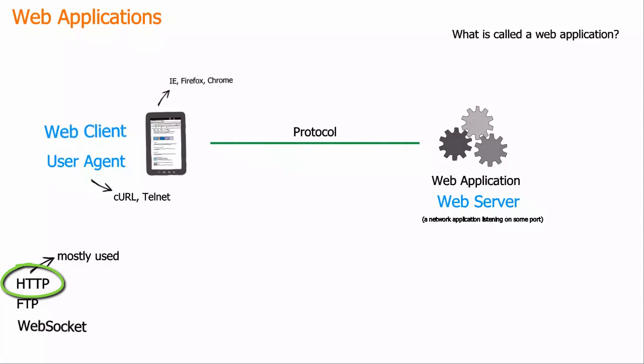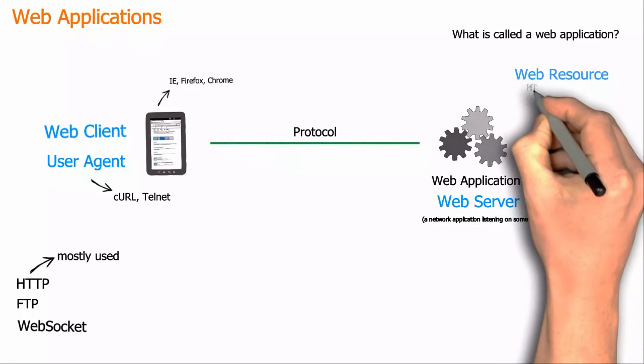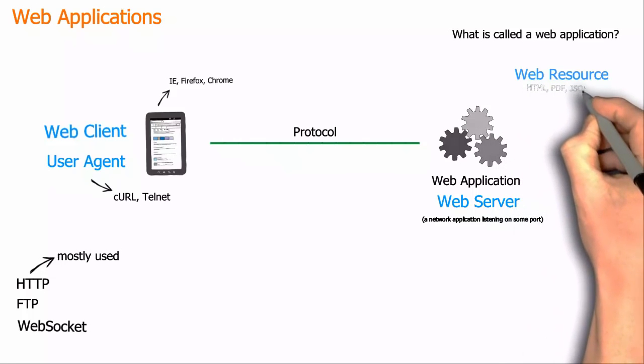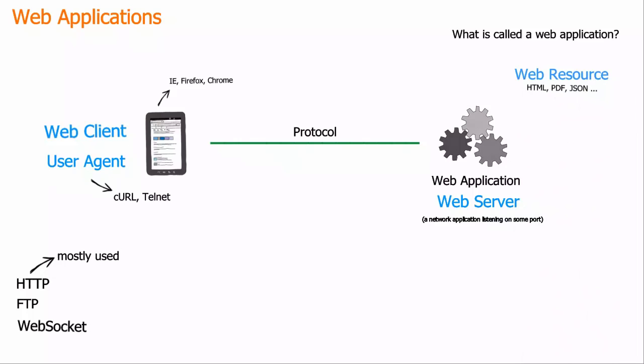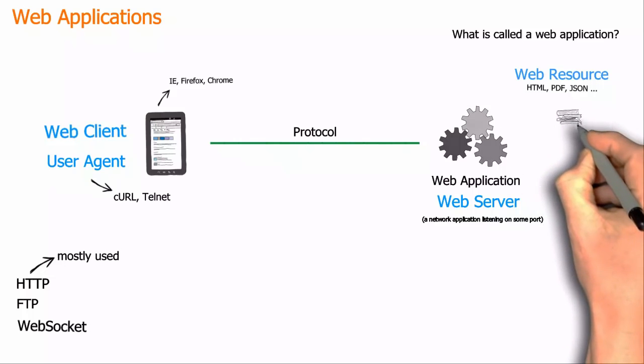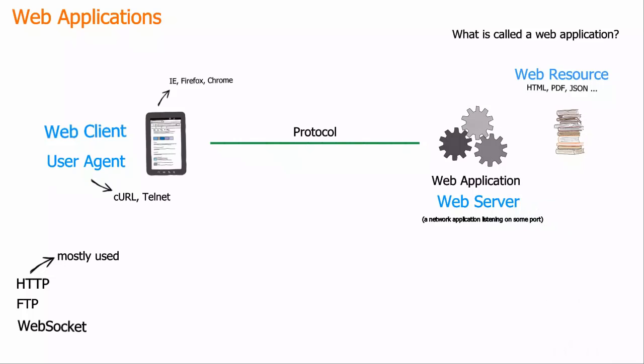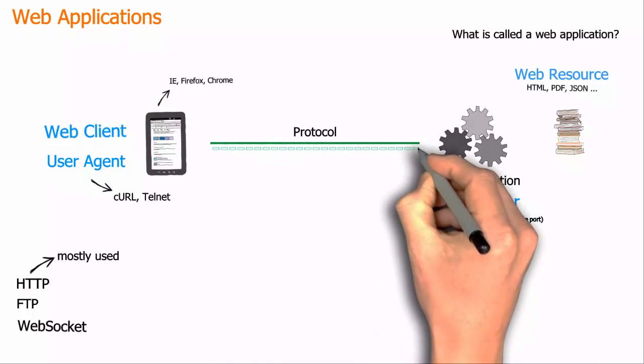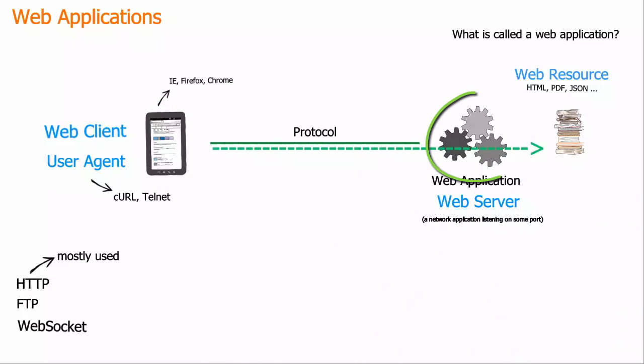To understand the HTTP protocol, let's start with what is called a web resource, or a resource, as commonly said. A resource is a document like an HTML document or a PDF document or a JSON document or an XML file, or any kind of document which is hosted by a web server. In other words, a web client can access those documents through a web server.